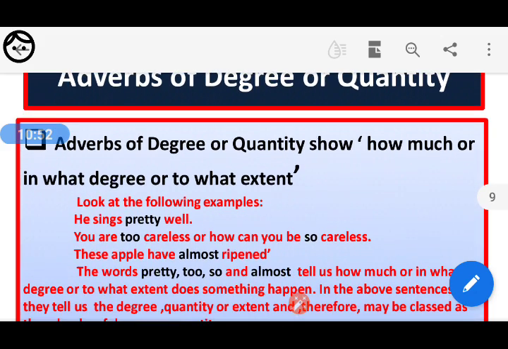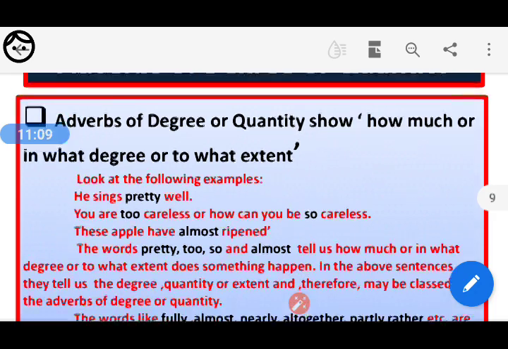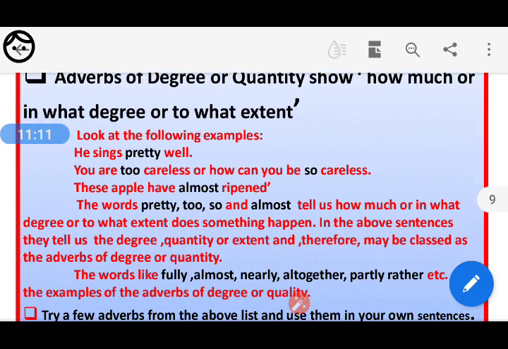They tell us how. Now see, these apples have almost ripened. They have almost ripened. So they are not 100% ripened, but they are almost ripened. So the words pretty, too, so, and almost tell us how much or in what degree or to what extent something happens. In the above sentences, they tell us the degree, quantity, or extent, and therefore may be classed as the adverbs of degree or quantity.